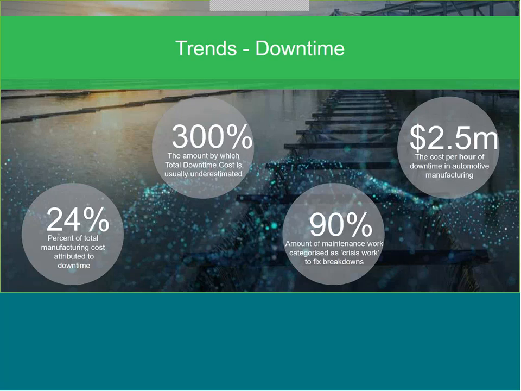And then there's $2.5 million, which is the cost per hour of downtime in automotive manufacturing. So it's just a specific vertical. Obviously, it's quite high cost from an automotive perspective, and you'll all have figures that are associated with your industries. Food and bev is likely to be slightly less. Pharmaceuticals probably high up there as well.